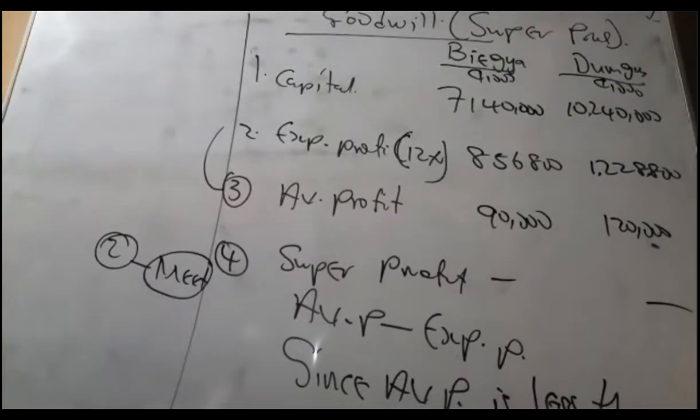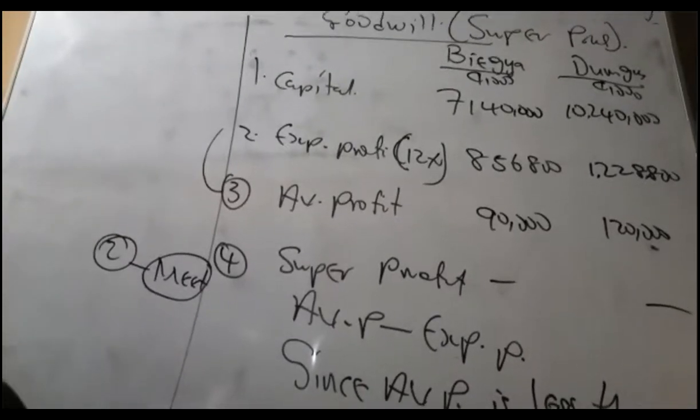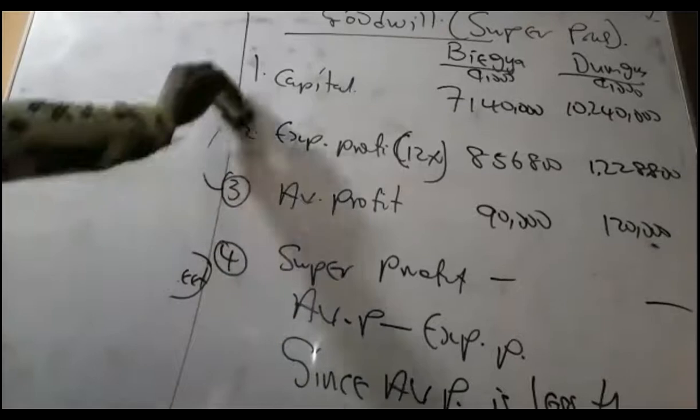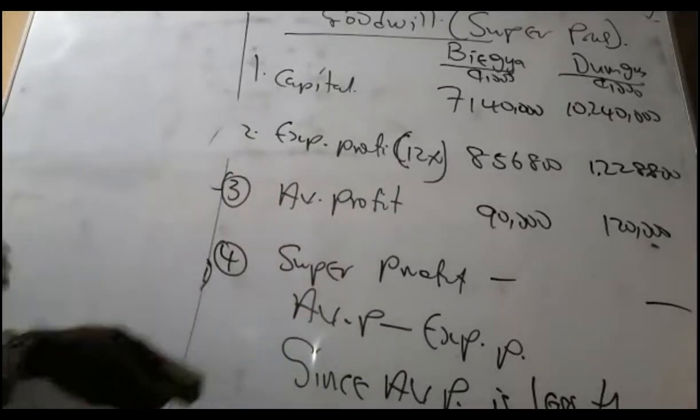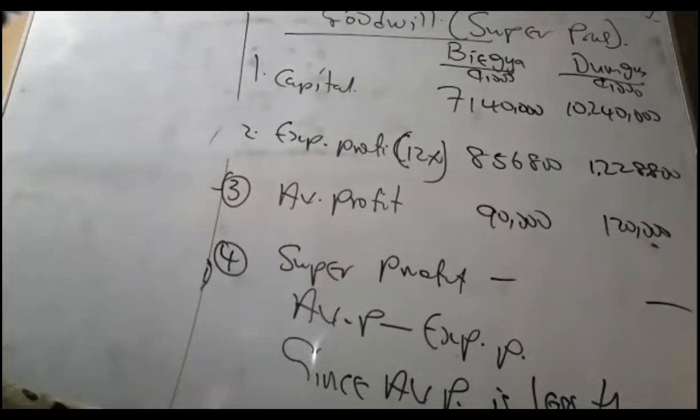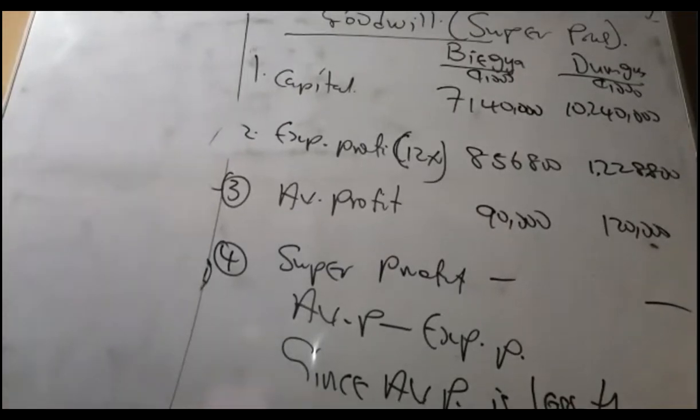Okay, great. So let's continue. Now let's go ahead and look at the net assets of the companies. So now that we know there's no goodwill, let's look at the net assets of the companies. How do you calculate net assets under business valuation?